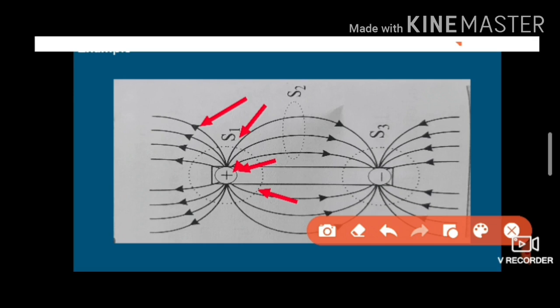Now consider this surface S3. This surface encloses a negative charge. See this, electric lines are converging to that point. It means that at this point divergence is negative. And consider this surface S2. Whatever flux enters through that surface, the same amount of flux leaves through it. It means that at this surface divergence is 0. This is the example of positive, negative and zero divergence.